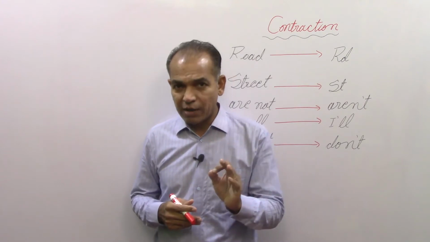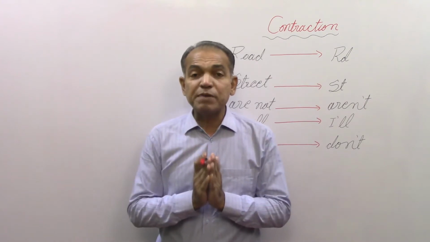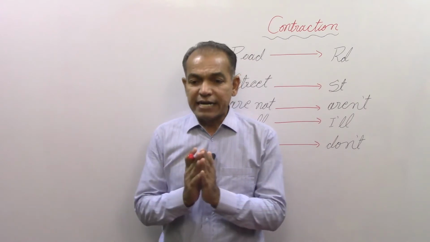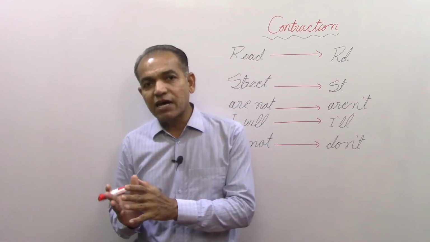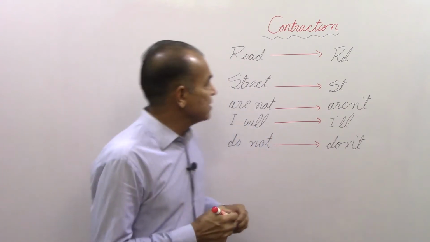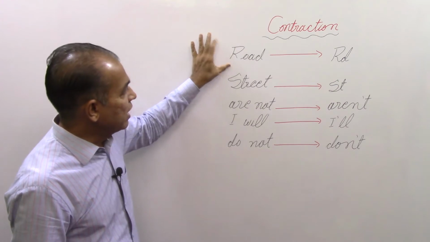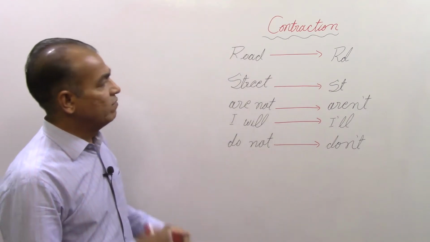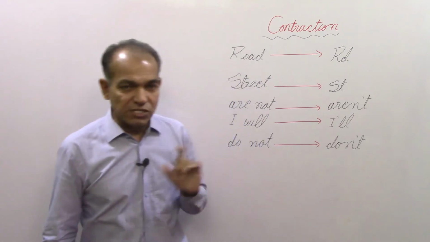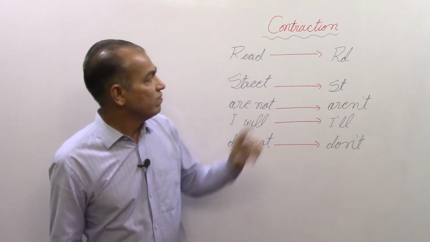Contraction is a kind of abbreviation. So what is special in contraction? Contraction is actually a kind of abbreviation that includes at least the first and the last letters of the contracted word or words. For example, here we have a word, road. Now if we want to shorten this word and change it into a contraction, that contraction must include the first and the last letters of road.